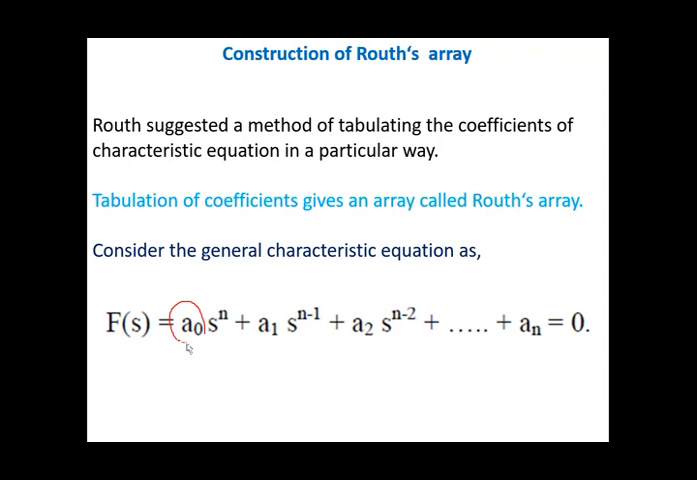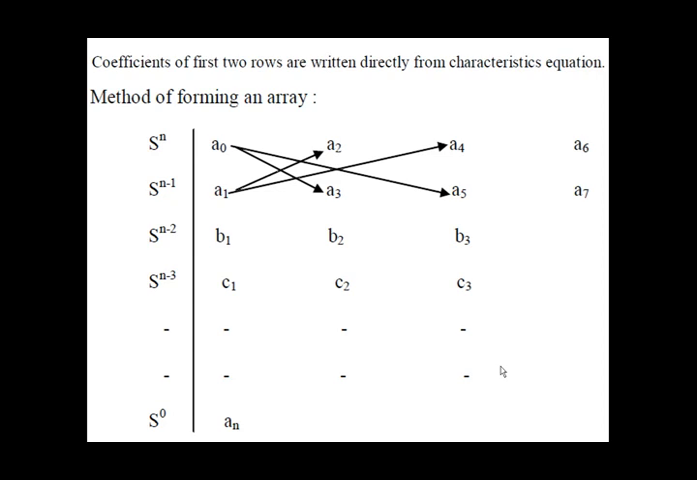Here this a0, a1, a2, an, these are all the coefficients of this characteristic equation. Making use of all these coefficients, we need to write or construct the Routh array. So this is the Routh array.